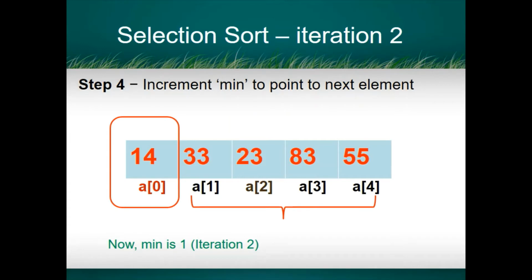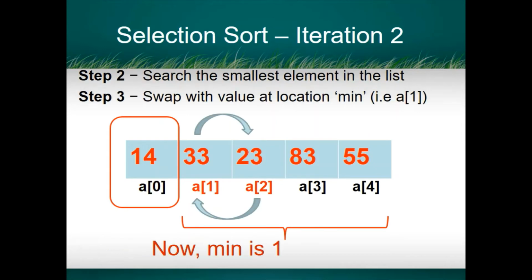In the next iteration we need not consider the first element 14 because it came to the first position. Now in iteration 2, we will consider the next 4 elements, that is from a of 1 to a of 4. Once again we follow the same process. Select the smallest element and then replace that smallest element with the second element. Now 23 and 33, these two values are exchanged.